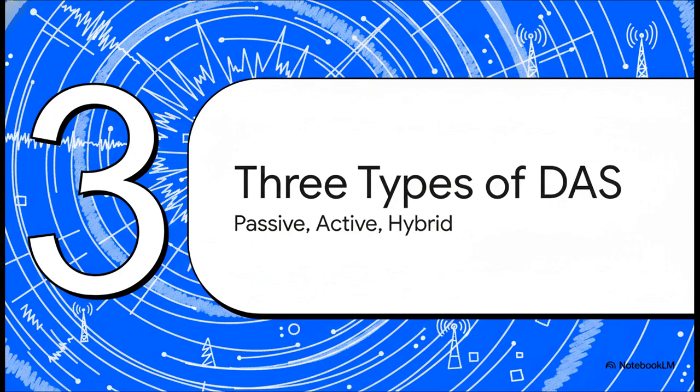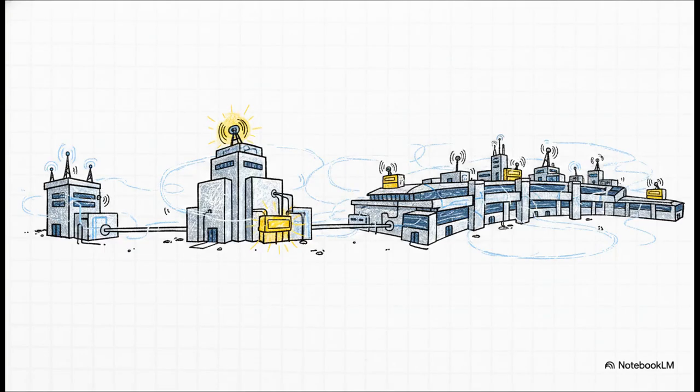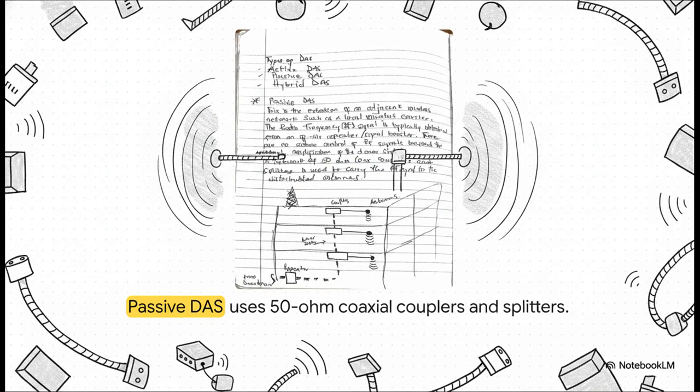Moving right along to Section 3, 3 types of DAS. So how do we build these highly efficient RF sprinkler systems? Well, engineers don't just use a one-size-fits-all approach. There are 3 primary architectures to choose from based on the size, footprint, and specific capacity needs of a building: passive DAS, active DAS, and hybrid DAS. Let's start with passive DAS.